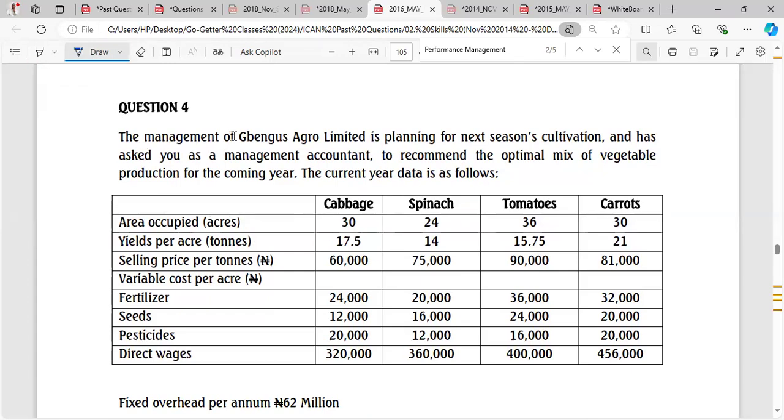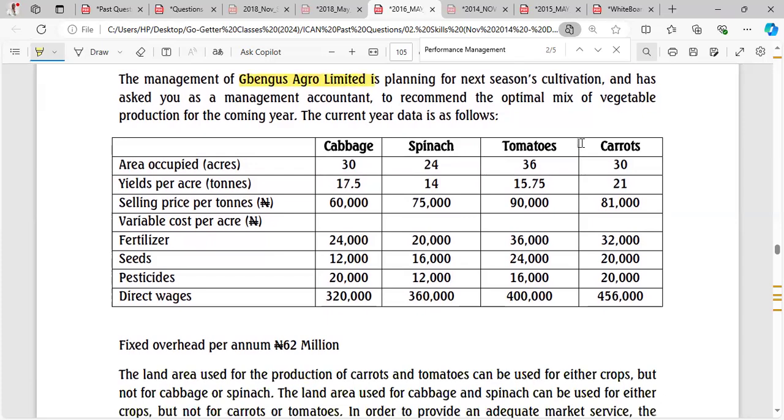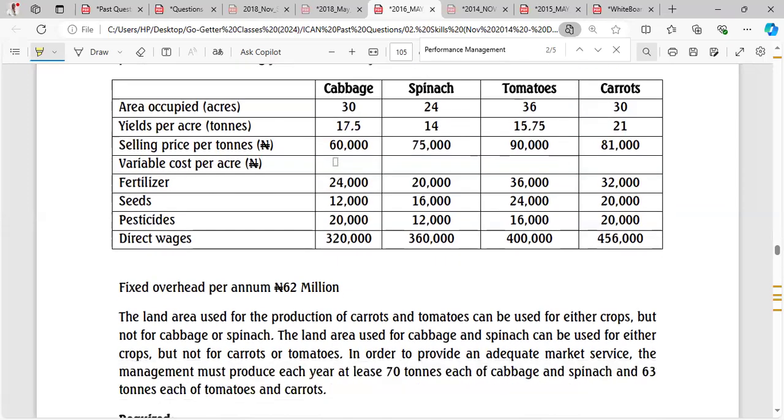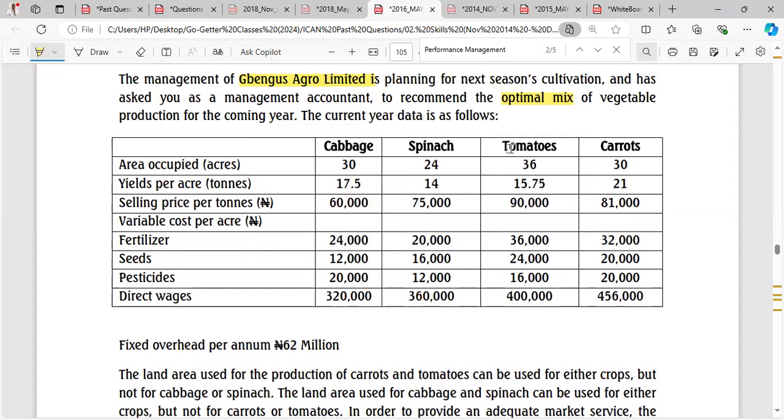The management of Bengals Agro Limited is planning for the next season's cultivation and has asked you, as a management accountant, to recommend the optimal mix of vegetable production for the coming year. Now look at the things that were given to you. We have cabbage and spinach, tomato and carrots. Look at the area occupied in acres, the yield per acre in tons.